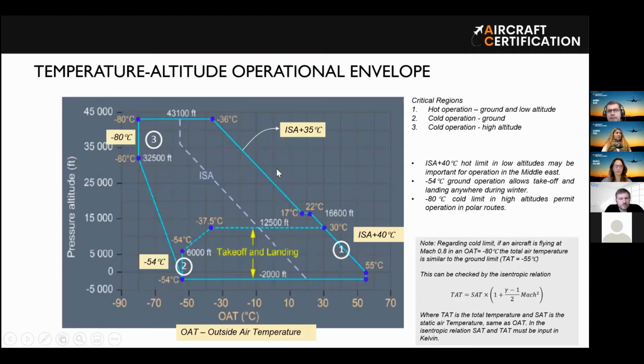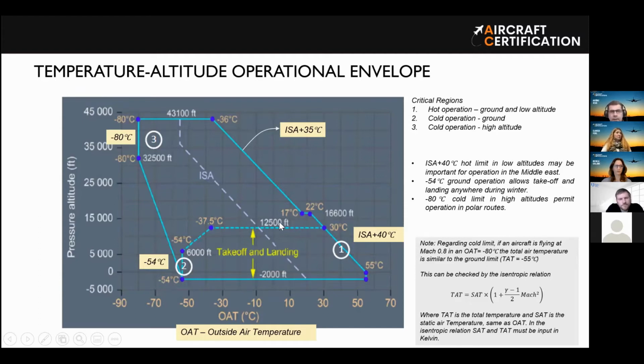So, just to comment on this limit here, there is this ISA plus 35. This is normally not so critical because this is hot in flight. Even if it's relatively hot in flight, because of the temperature drop with altitude, the absolute value of temperature itself is not so high. Okay, so this is an aircraft envelope.